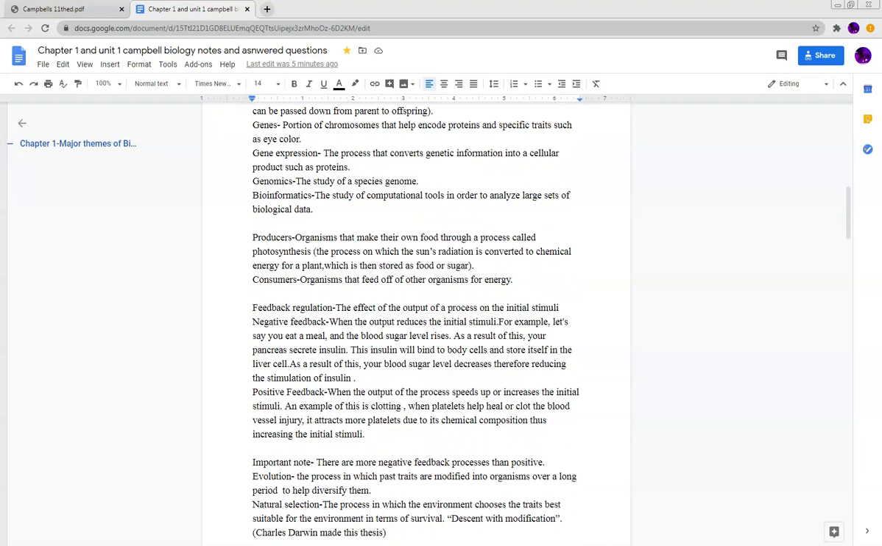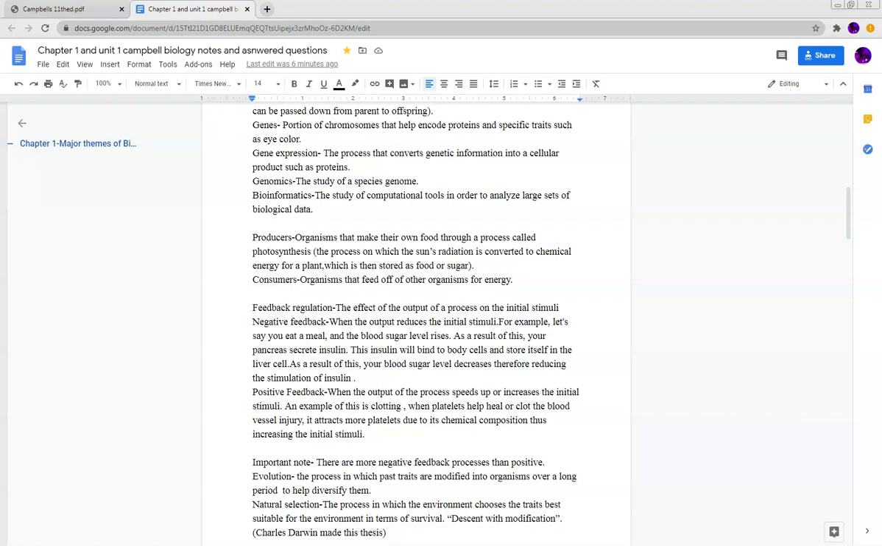Okay, so feedback regulation is basically the effect of the output process on an initial stimulus. So basically, negative feedback, as you can probably deduce, is when the output reduces the initial stimulus. And most processes in your body are actually negative feedback loops.